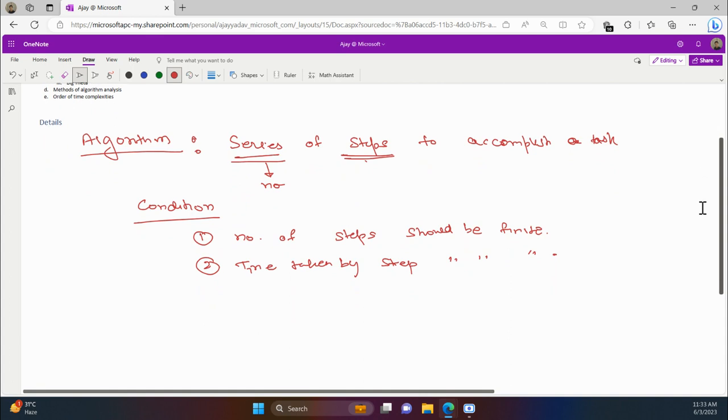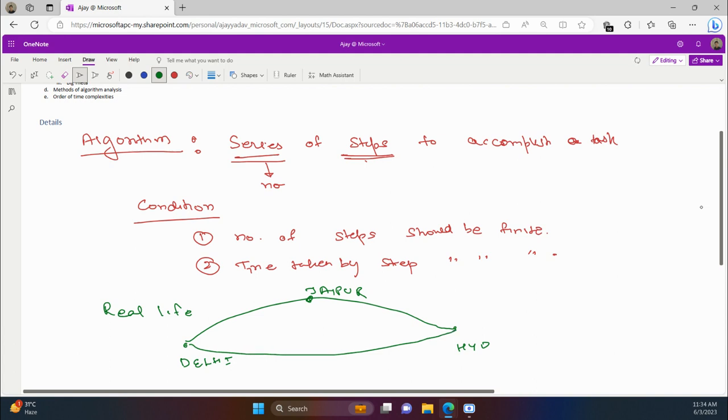Now let's think about the real life use cases of algorithms. For example, you want to travel between cities. You are currently in Delhi and you want to go to Hyderabad, and now there are different routes. For example, the first route goes through Jaipur, the second route goes through, let's say, Lucknow, and there are some other routes through which you can go to Hyderabad.